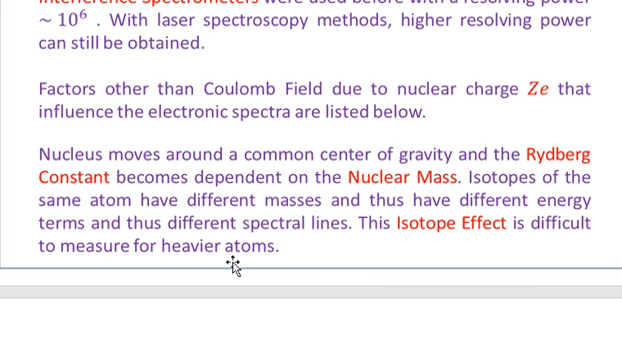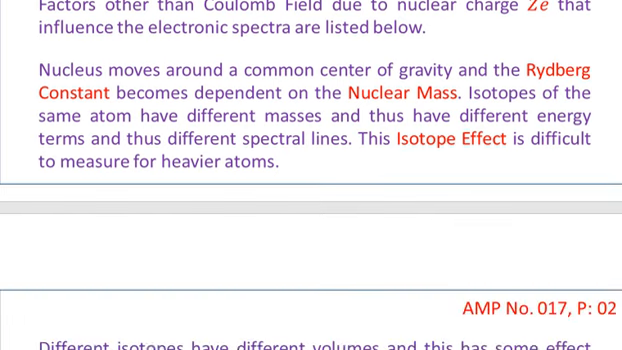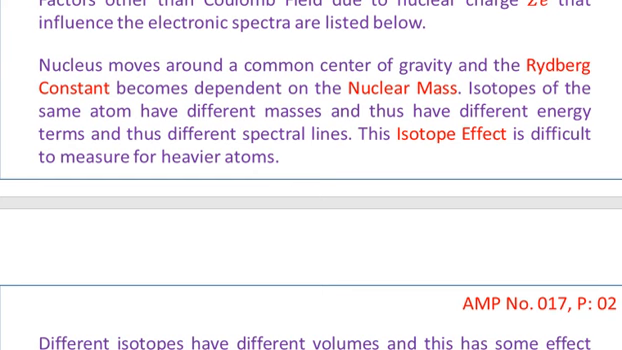But for the heavier atoms, that is for the isotopes of heavier atoms, it becomes even more difficult to observe this effect, that is the effect of the Rydberg constant. That is, it becomes difficult to identify isotopes of the same element when we are dealing with heavier atoms.